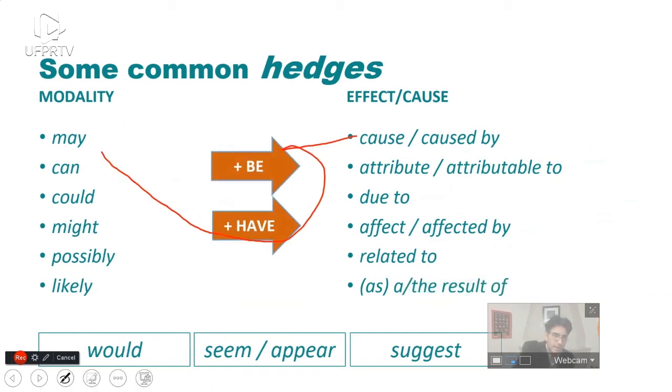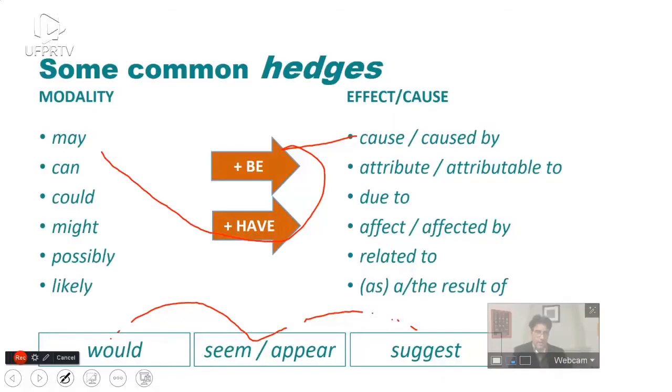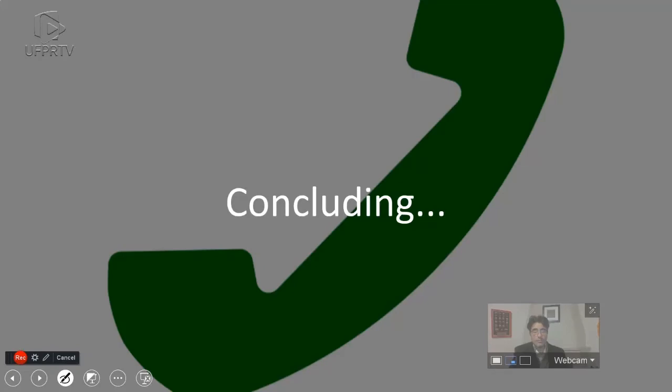Also, you have would, seem and suggest. So like "blah blah blah would seem to suggest" or "appears to suggest," and those also commonly are used as hedges. You're going to have these slides online so you can look at these more slowly. And again, you'll have an exercise on this in Moodle.